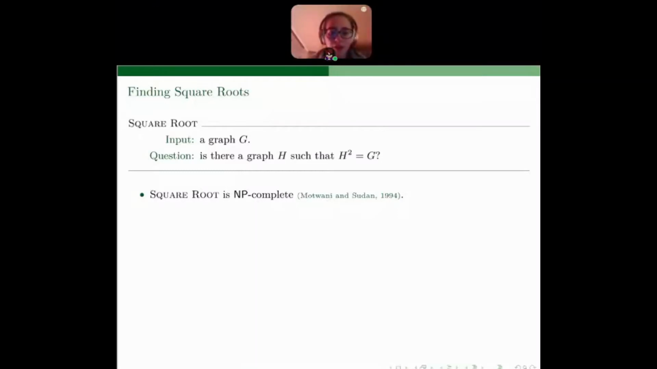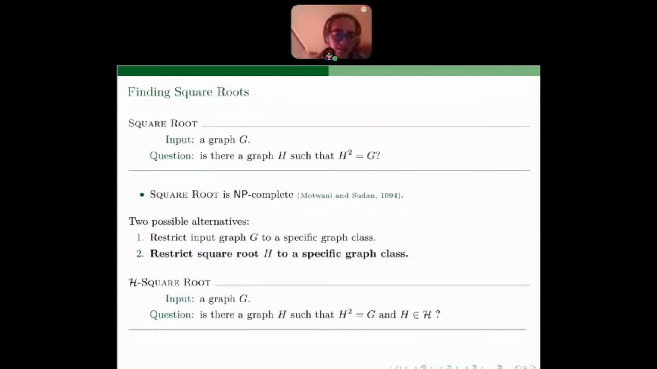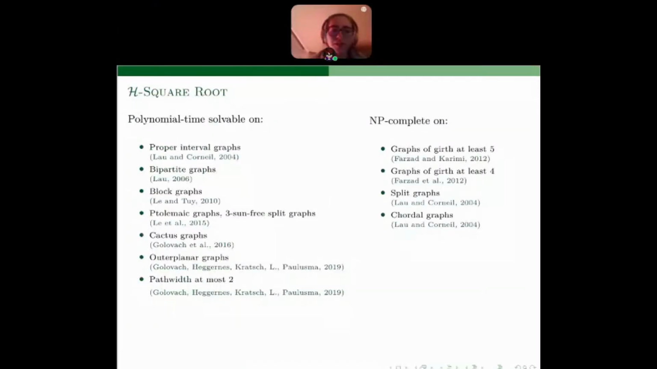There are two main ways that have been used to cope with the hardness of this problem. The first one is to restrict the input graph G to belong to a specific graph class. And the second one is to actually require the square root to belong to a specific graph class. And this is the setting that we will be looking at here. This gives the corresponding problem that we usually call H square root. So I want not only to find the square root, but I want the square root to belong to this prescribed graph class calligraphic H. This problem has been studied by many people and there are many different results about it.